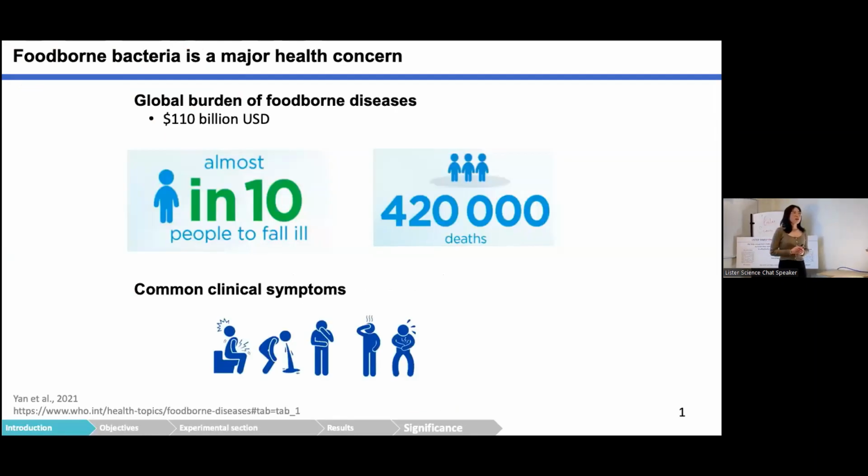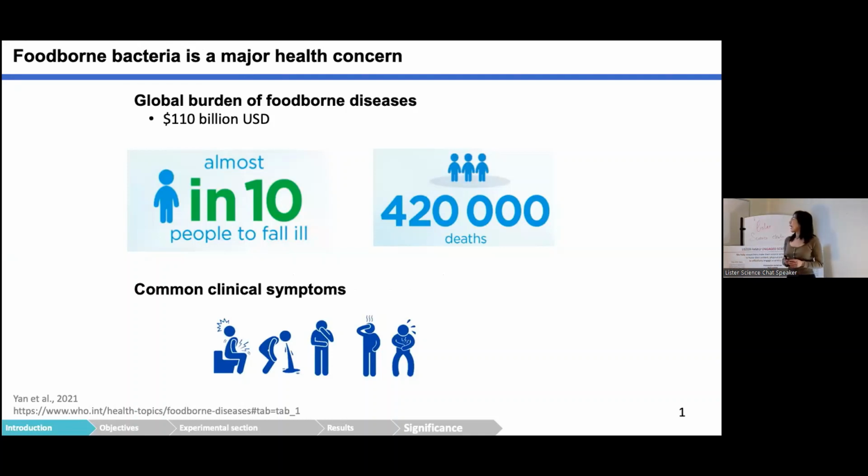Have you ever experienced foodborne poisoning? I hope not, because it's not fun. Everyone knows the major symptom is diarrhea, but maybe also vomiting, nausea, or fever. It's really not fun. And let me show you some numbers. About 1 in 10 people feel ill every year all over the world, and this causes more than 420,000 deaths. And also it costs a lot of money.